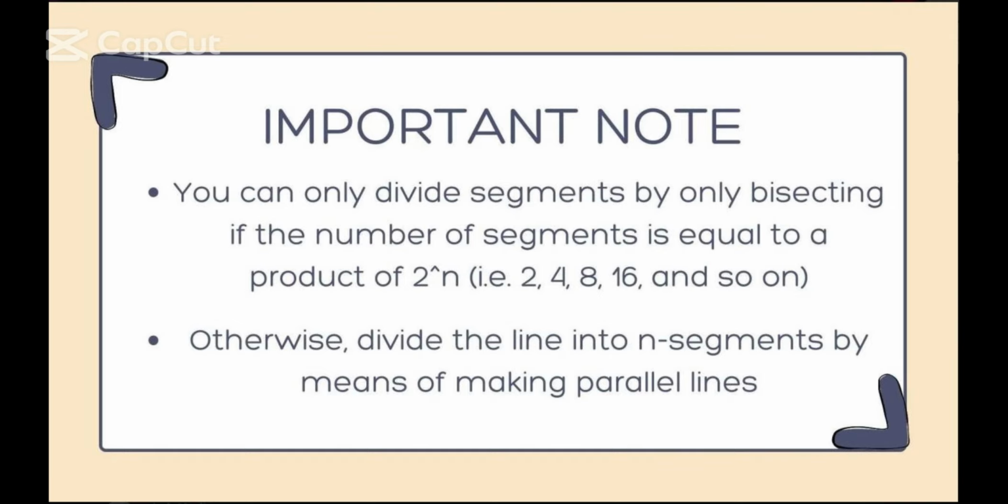Important note: you can only divide segments by bisecting if the number of segments is equal to 2 raised to n, for example 2, 4, 8, 16, and so on. Otherwise, divide the line into n segments by means of making parallel lines.